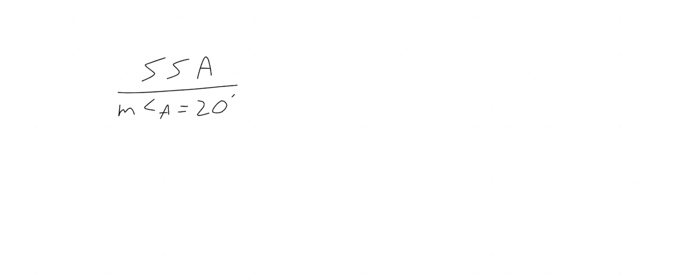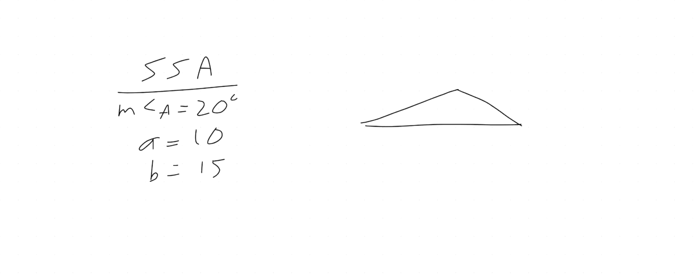Measure of side A is 10, and side B is 15. So let's go ahead and draw a triangle to represent this, and we'll try to make it as accurate as possible. There's our 20 degrees. That's 10. That's 15. There's C, there's B, there's side C.